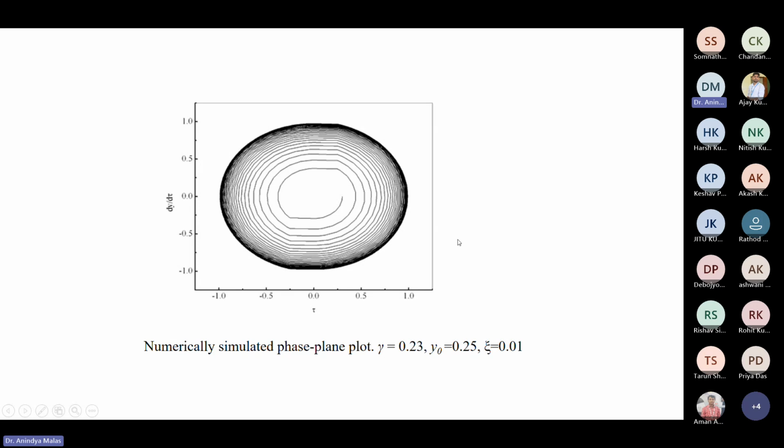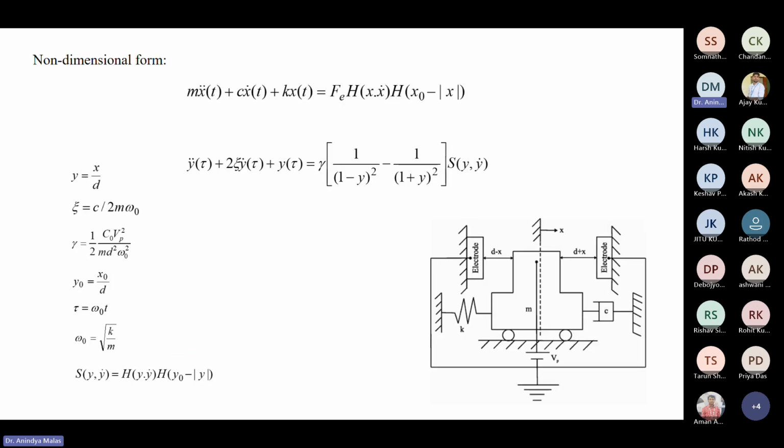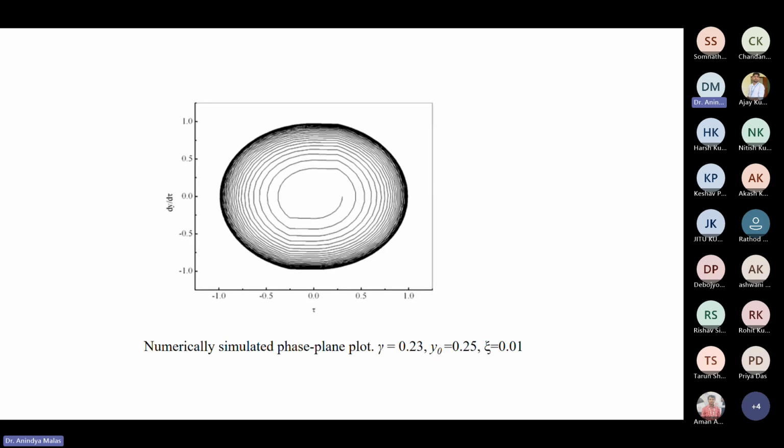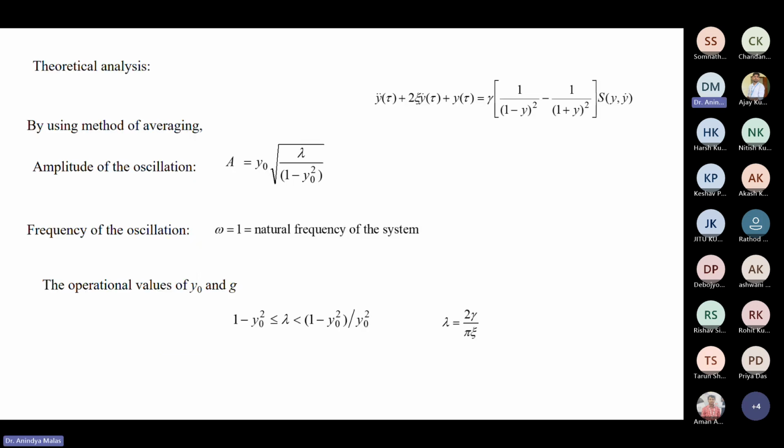Now the question arises: is it possible that for all values of gamma, the system will oscillate? That we have analyzed, and we can show you here for what value of gamma pure oscillation occurs. You can see here that we did the nonlinear analysis.